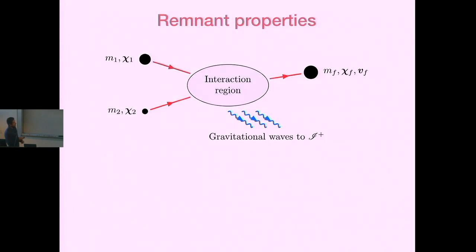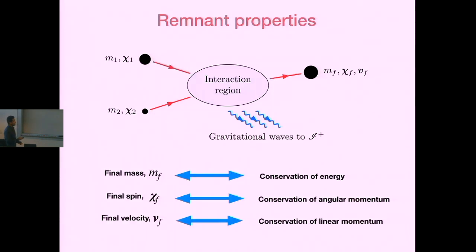And at the end of that, what you have is the gravitational waveforms that escape to infinity, and then the final black hole properties. These properties, in fact, have very nice physical meaning. You can think of the final mass as related to the conservation of energy, where you take the total energy that you start with and subtract the energy lost to gravitational waves. What you have is the final mass. Similarly, the final spin is related to conservation of angular momentum.